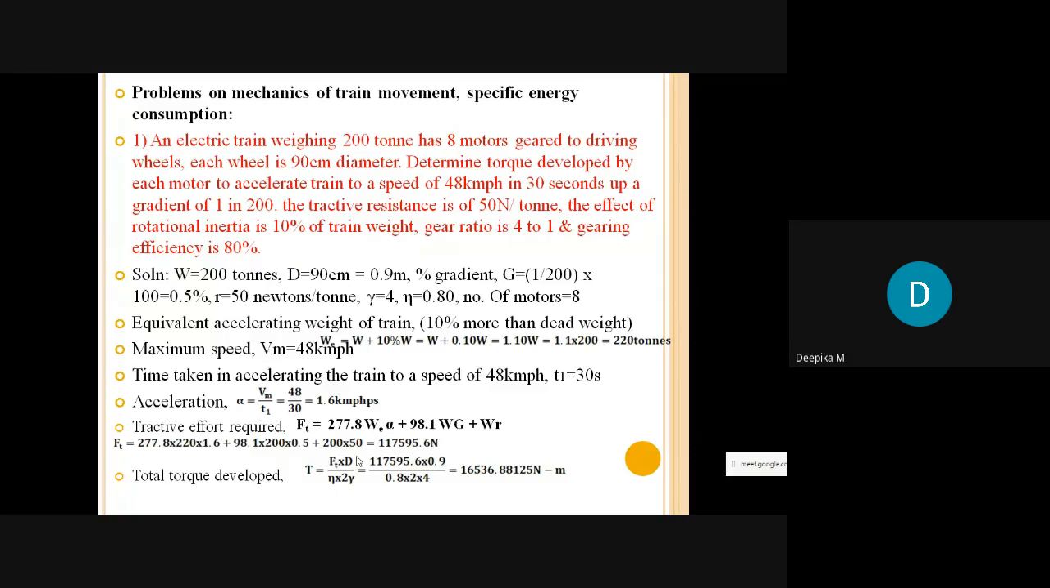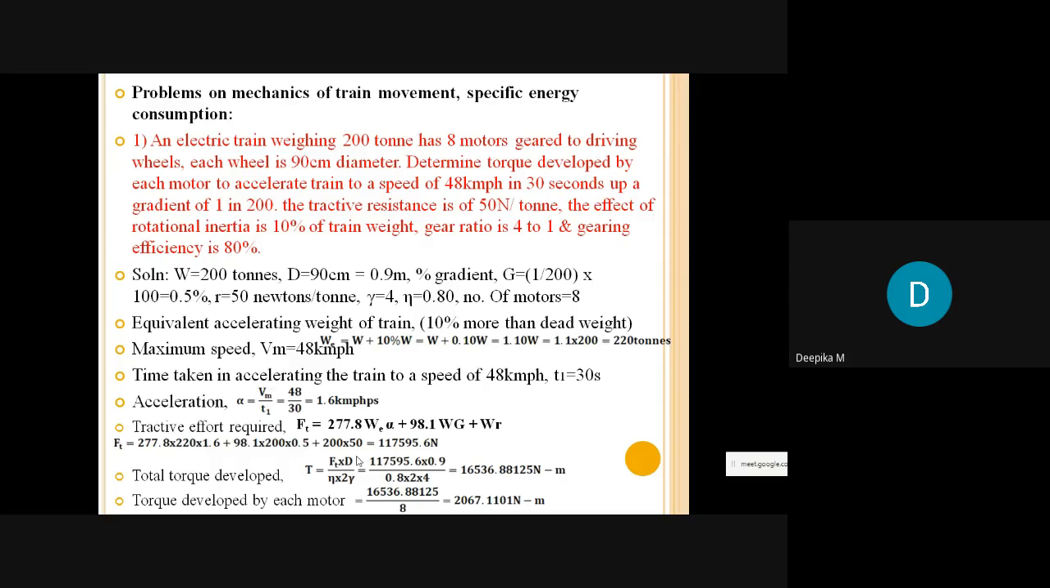So our job is not done because we have to calculate the torque developed by each motor, correct? This is the total torque developed by all the motors. So how many motors are there? There are 8 motors. So the torque developed by the 8 motors is this much torque. But we have to calculate the torque developed by each motor. So how do I get that? We have to divide the total torque by the number of motors, which is 8. Therefore the torque developed by each motor is 2067.1101 Newton meter.